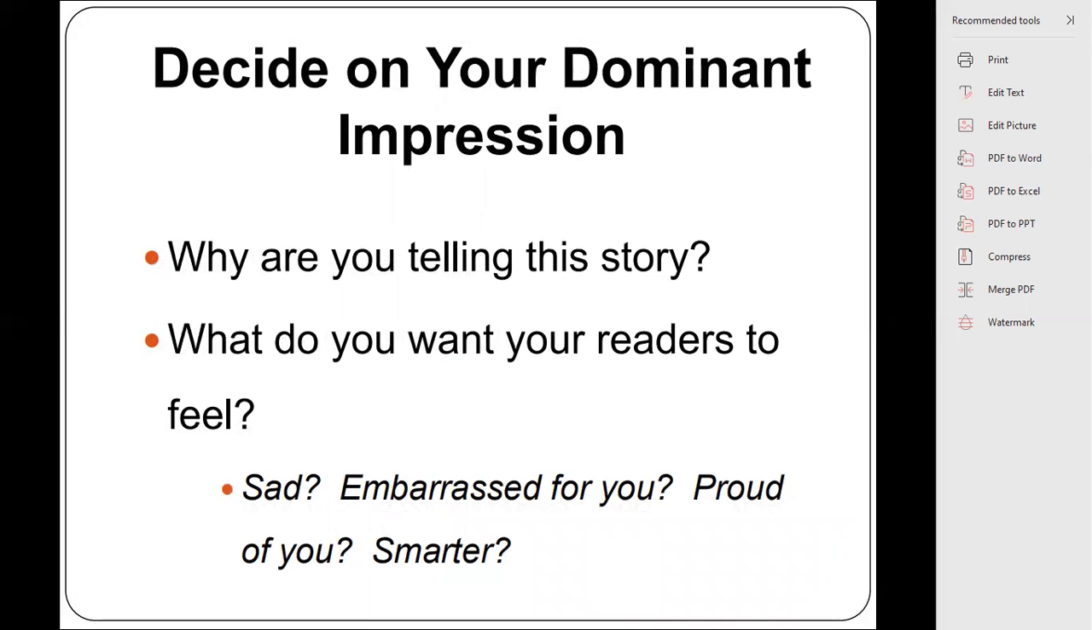Okay, decide on your dominant impression. For example, why are you telling this story? Do you want to show your embarrassment to someone, or do you want to share your happiness? And by reading the story, what do you want your readers to feel? Sad or embarrassed for you? Proud of you? Smarter? So all these are things that you have to take into consideration when you write a narrative essay.